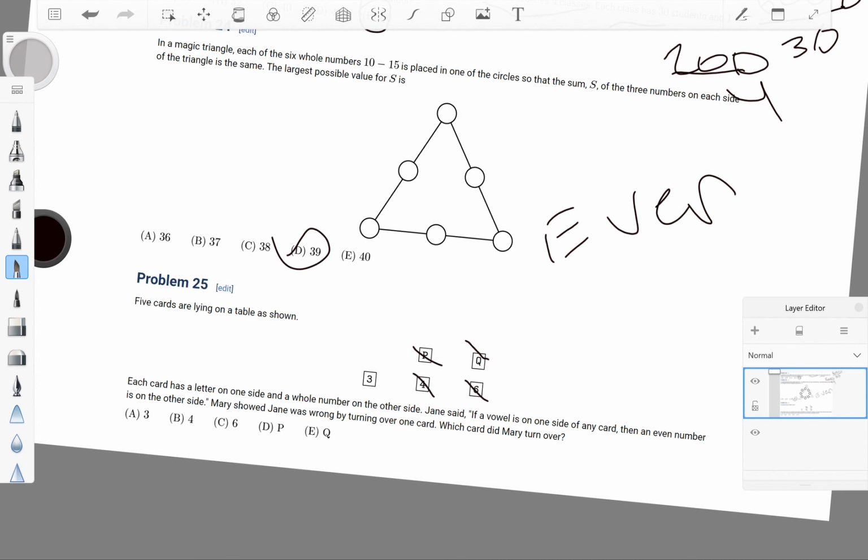Because if you flip over the 3 and get a vowel, then that disproves your statement, right? Jane says, if a vowel is on one side of a card, an even number is on the other side. However, if you have a 3, which is an odd number, you flip it over and get a vowel, then that statement is not going to be true. So therefore, our answer is 3.